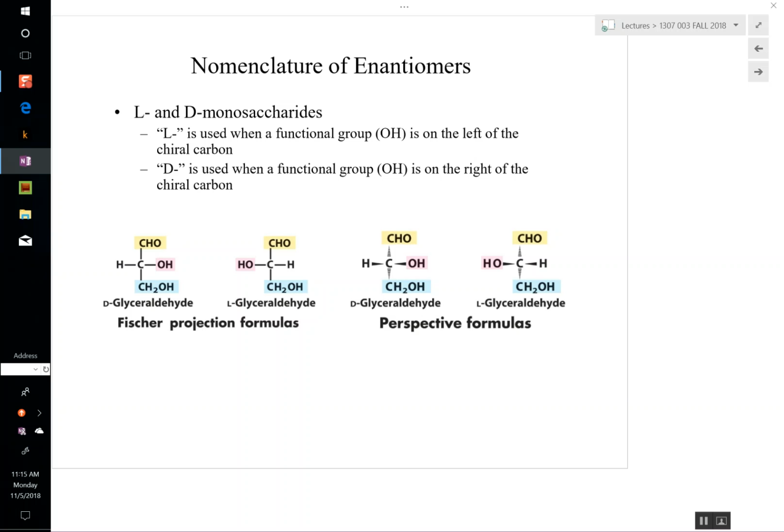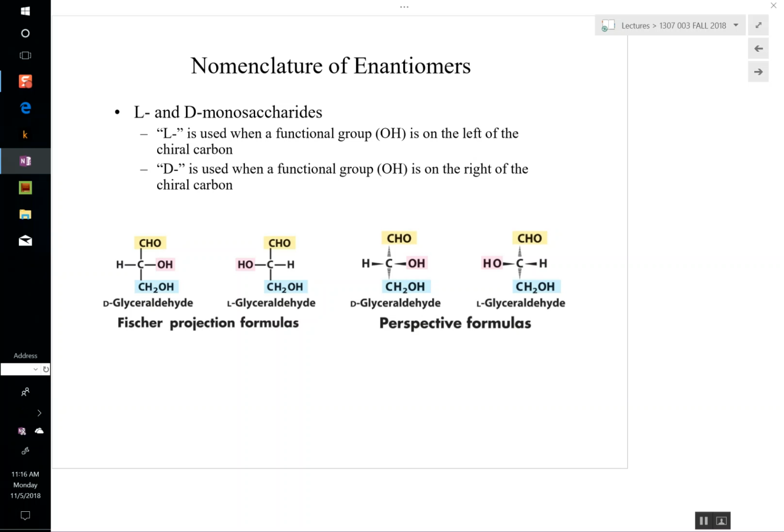And if the OH is on the left, you see these two? These are two glyceraldehydes, but they're different. See where they're different? Look at this OH right here. That OH is on the right. That's D-glyceraldehyde. This OH right here is on the left, and that's L-glyceraldehyde.